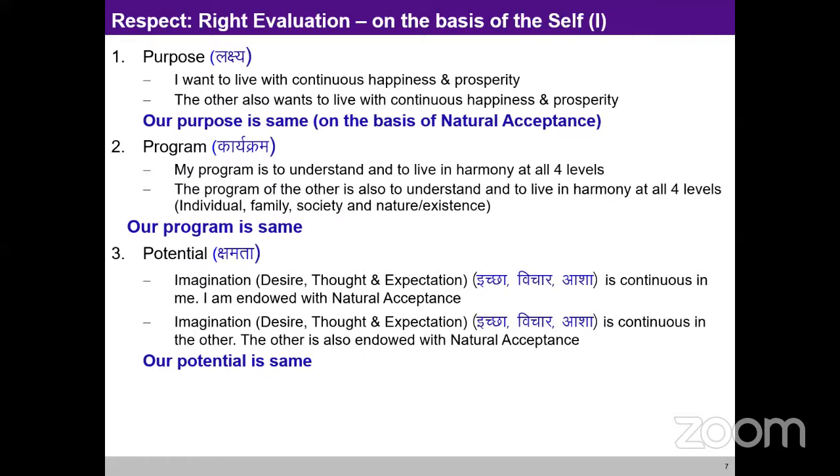Now, if we look at the potential, I have natural acceptance, the other person also has natural acceptance. I have an imagination going on inside me, desires, thoughts, expectations, they continuously keep going inside me. The other person also has. So this we are talking at the level of self, right? The content of the imagination may be different, but they are continuously going on within me. And I have this faculty of natural acceptance. We have all been able to experiment with it. We have all been able to explore the proposals. We have been talking about them now for a few days. So I can see that through my natural acceptance, I am able to get this answer, and all of us are. So we all have desires, thoughts, and expectations going on continuously. We all have natural acceptance. So our potential is also the same.